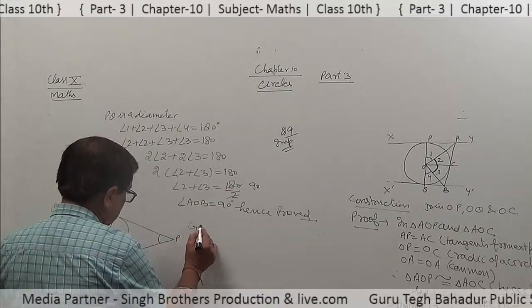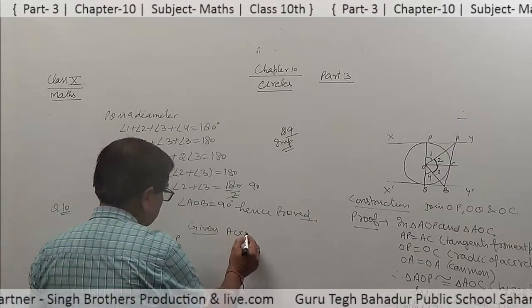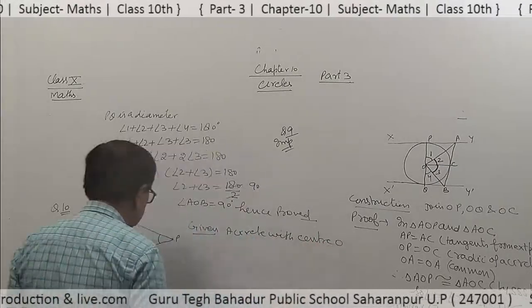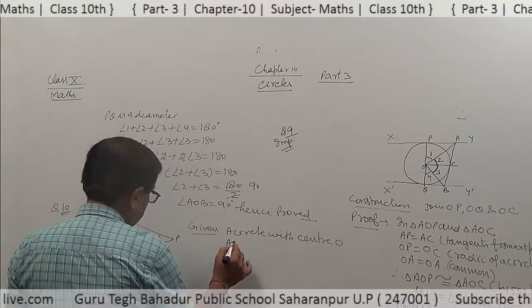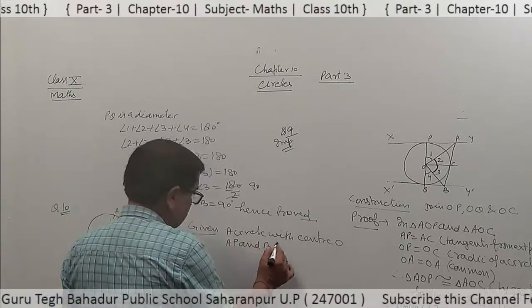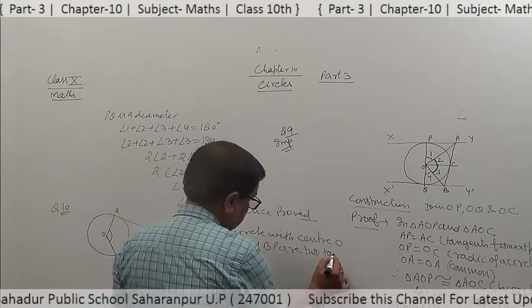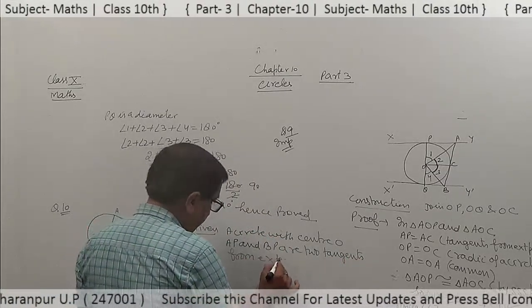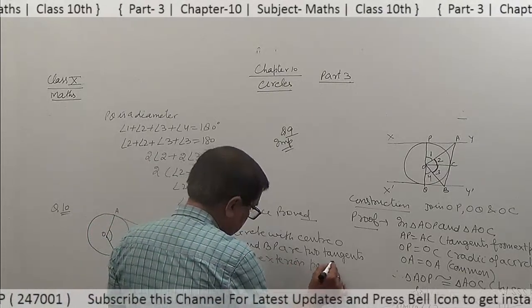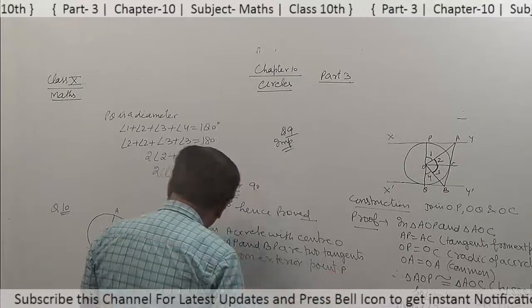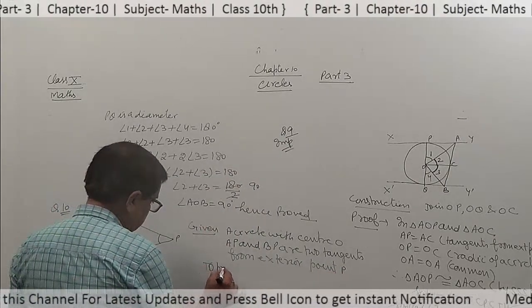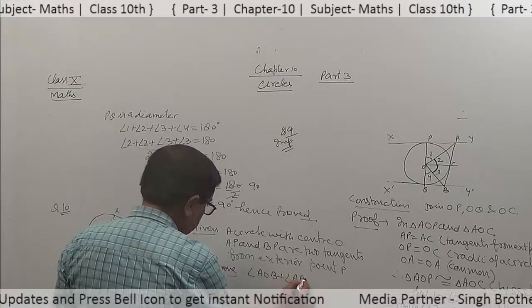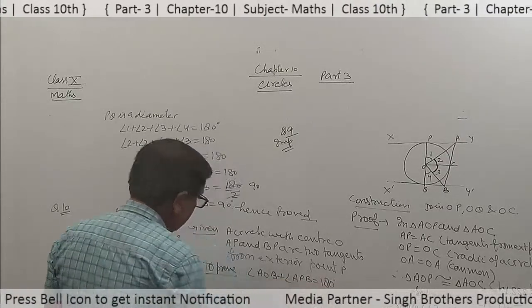Given a circle with center O, AP and BP are two tangents from exterior point P. To prove angle AOB plus angle APB is equal to 180 degree.